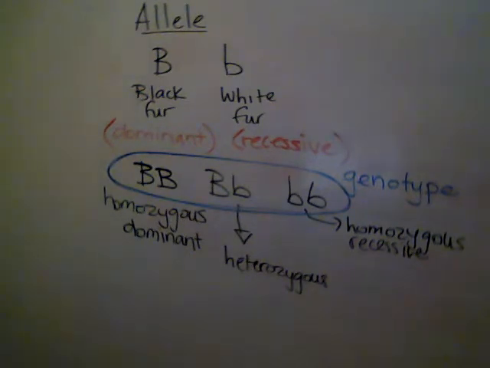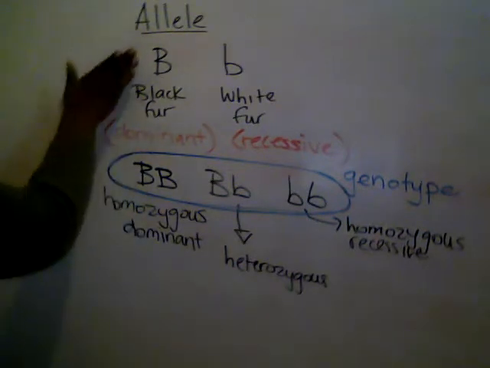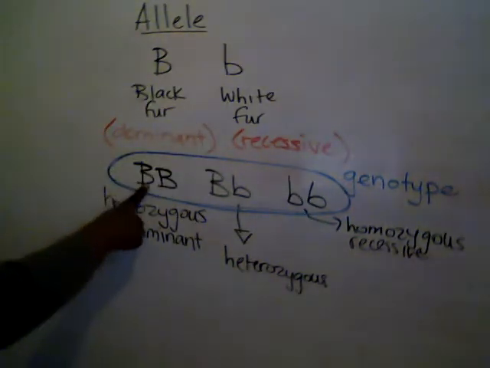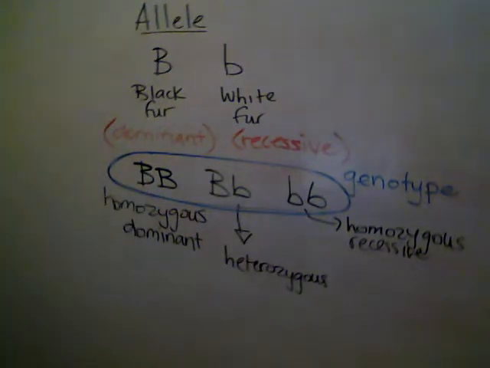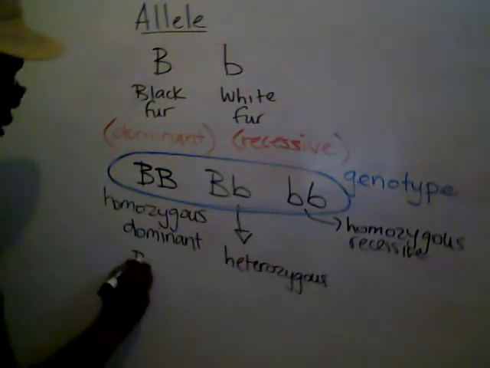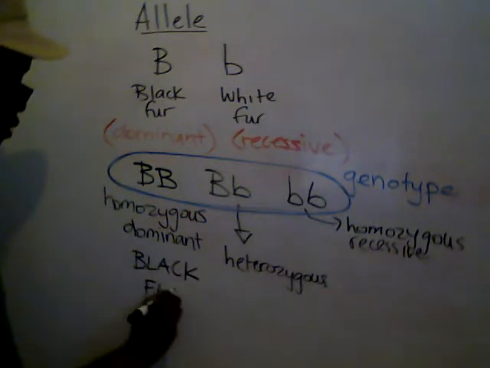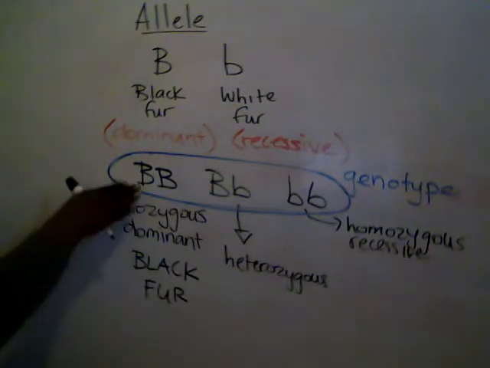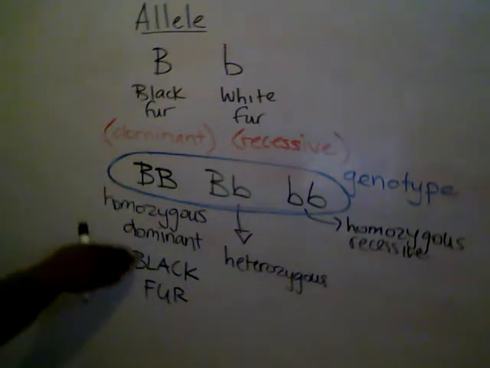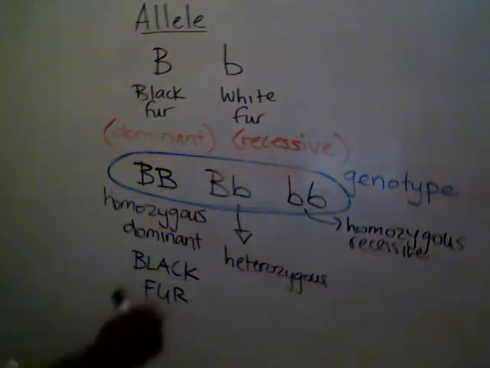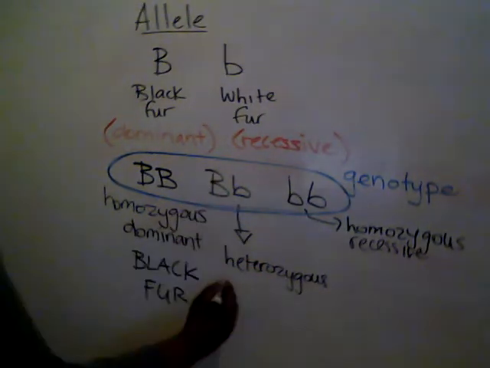You guys also have the word phenotype. So let's talk about what phenotype would be. So in our example, big B is for black, little b is for white. So if you are big B, you would actually have black fur. Okay. So you can see that your genotype actually can tell us what you physically look like. So you'd have black fur. If you are big B, little b, you also will have black fur.